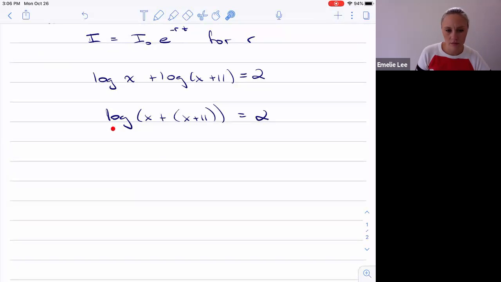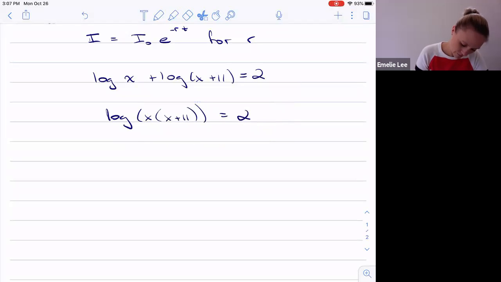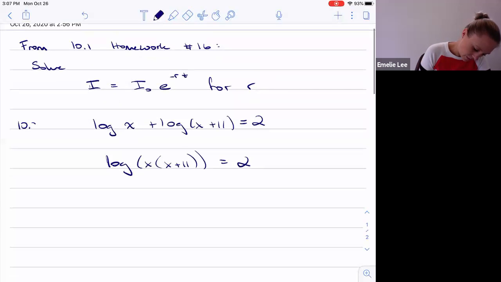Does anyone know what question number this is that we're working on? Oh, sorry, it's multiplying in here. Sleep on the job here. So this is 10.2, number 12.